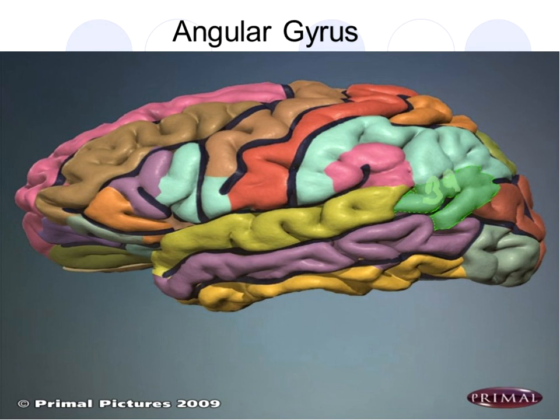And this is the angular gyrus. Supramarginal gyrus is area 40. But you can see that the angular gyrus surrounds the superior temporal sulcus, which divides the superior temporal lobe from the middle temporal lobe.